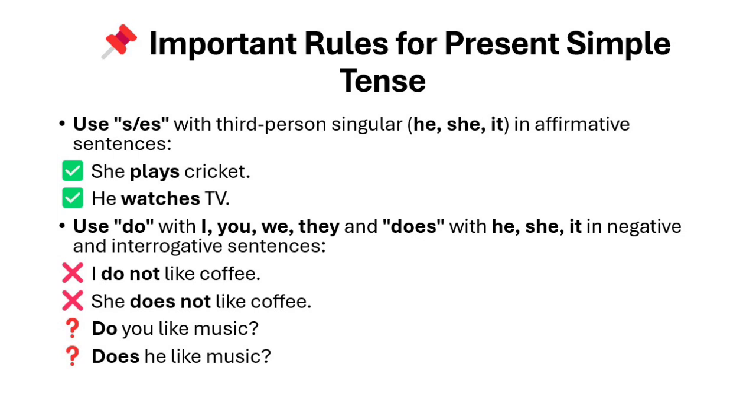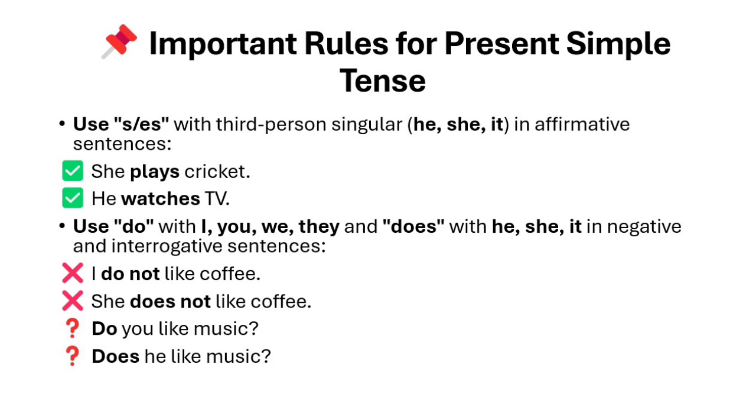Now see the fourth sentence. Do you like music? So here you is second person which is plural, right? So here we use do. See the last one. Does he like music? He is a third person singular subject. That's the reason we have taken does here. Till now you must have understood how to frame sentences in simple present tense.